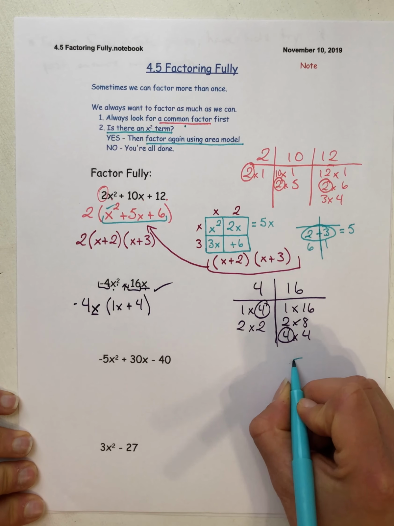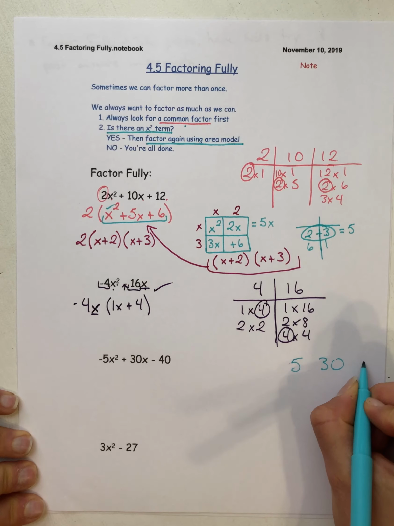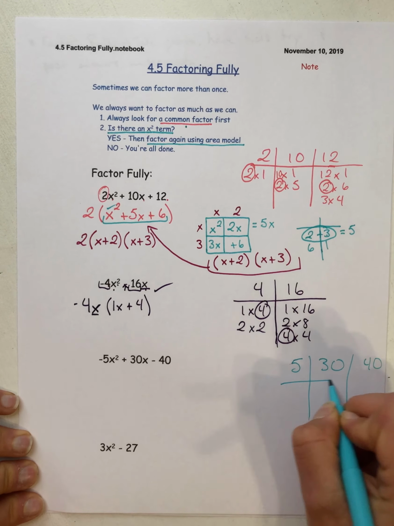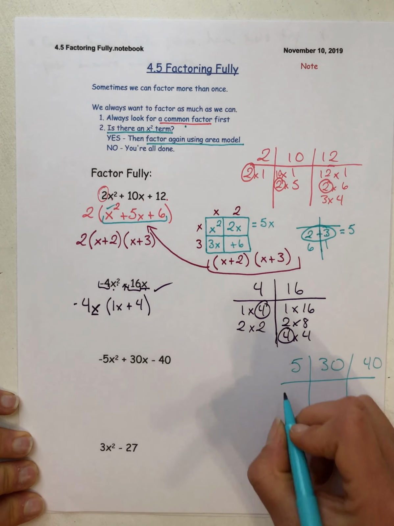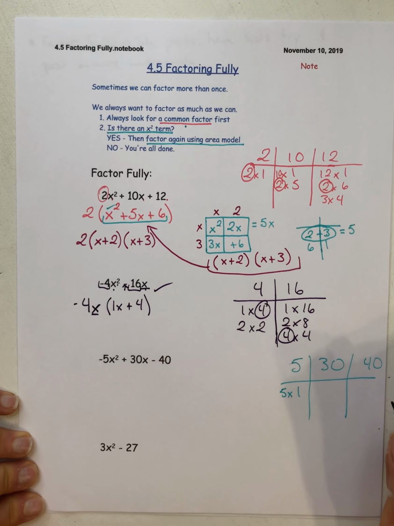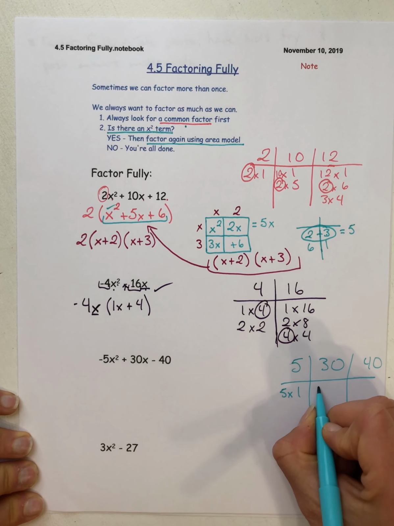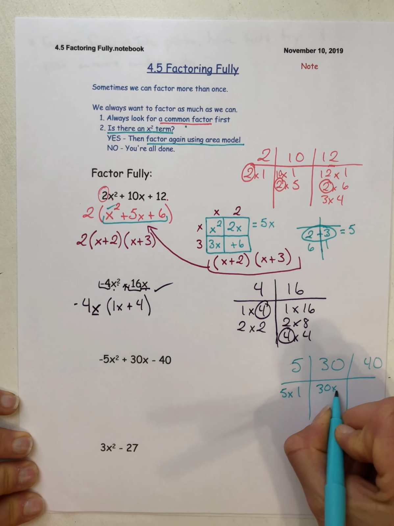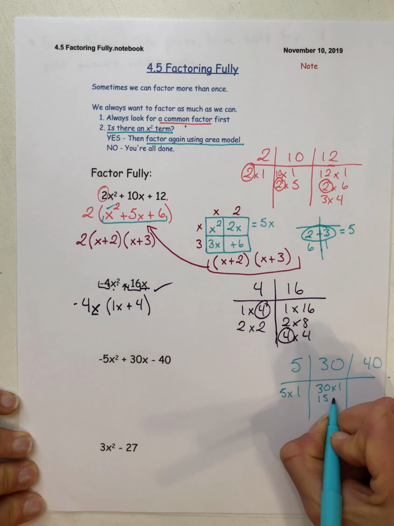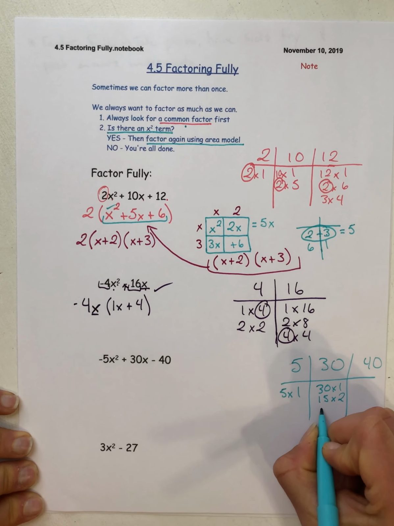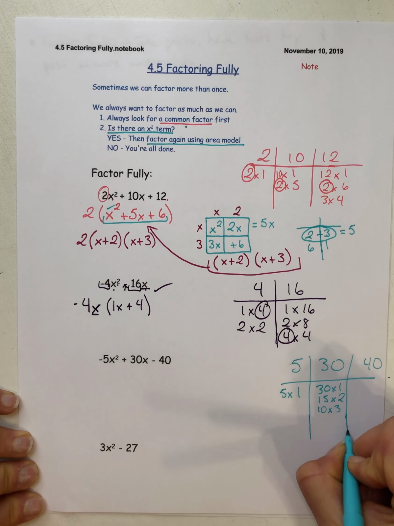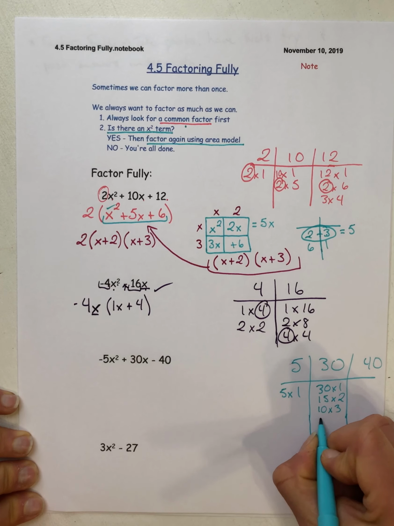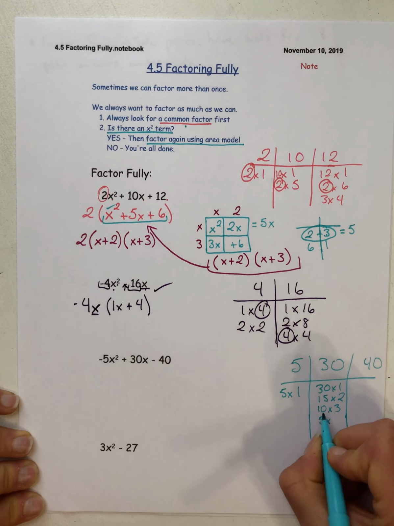So what are the multiples of 5, 30, and 40? What are the multiples of 5? The multiples of 5 are 5 times 1. What are the multiples of 30? We can do 30 times 1, 15 times 2, 10 times 3, and 5 times 6.